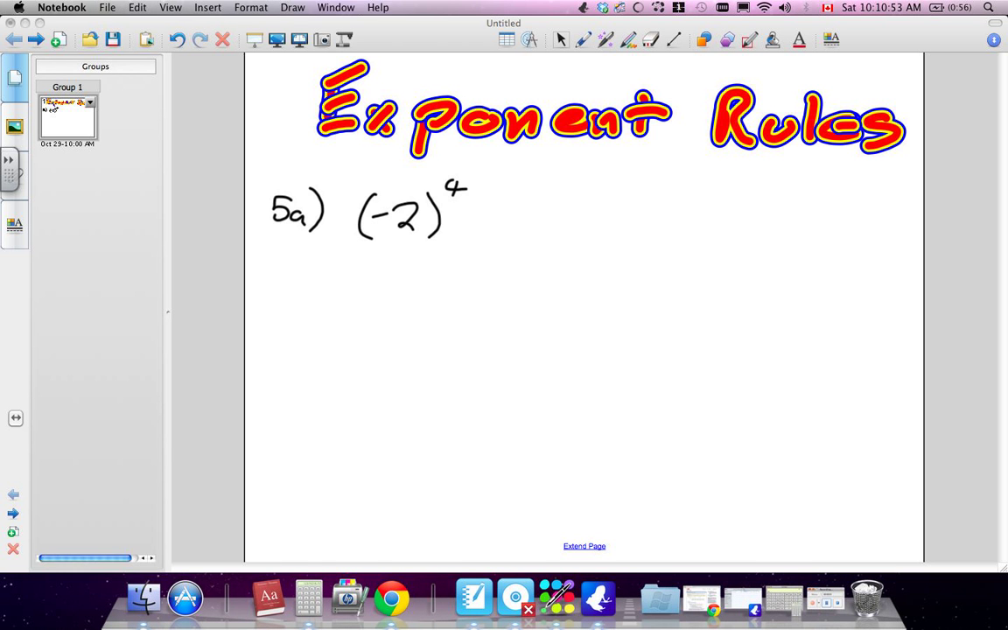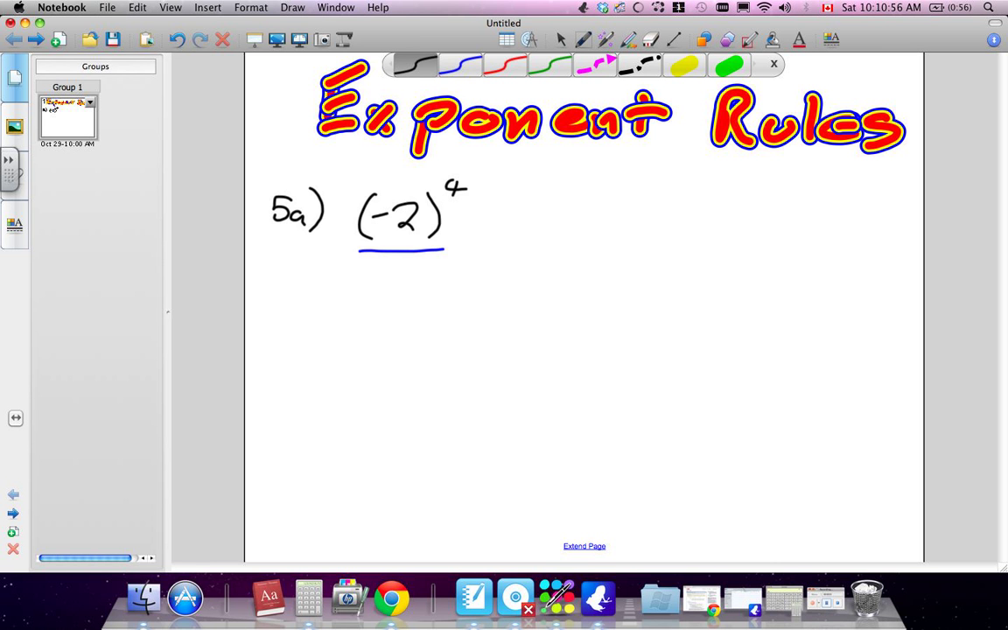5a is (-2)^4. You typed it in a calculator quickly, and you discovered it was 16, right? But we're not sure if we even typed it in right, so let's actually break this down. What's our base? 2, or negative 2, right? And our exponent is 4.